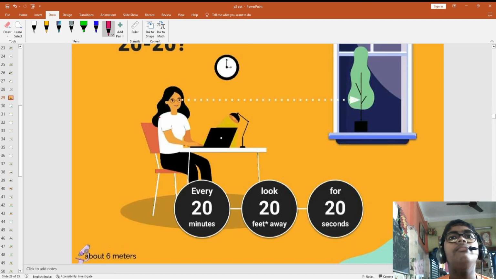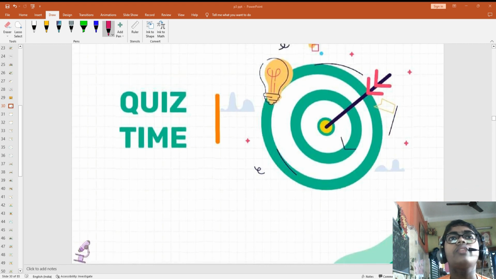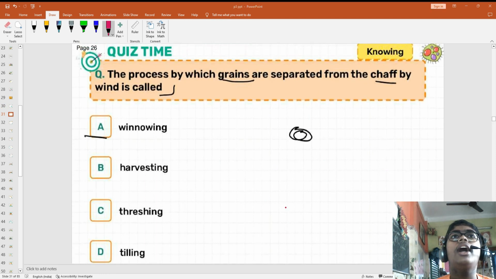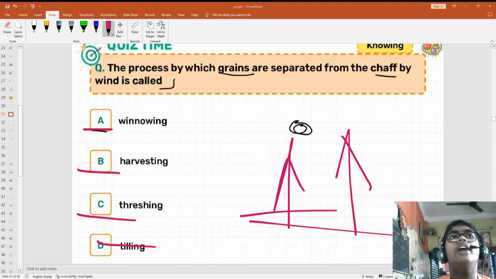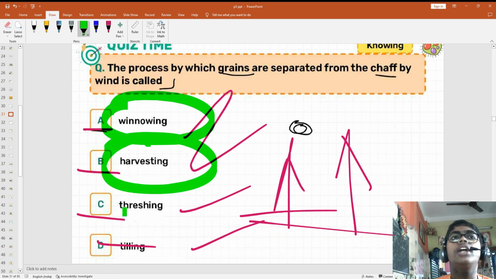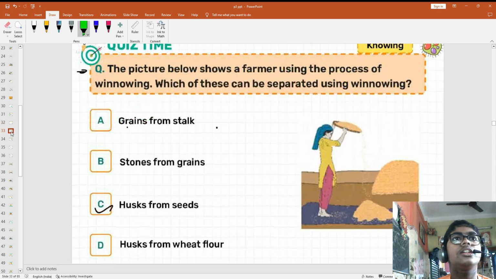Now it's time we do the quiz, right? What is the process of separating the chaff by the wind? Winnowing, harvesting, threshing, or tilling? Tell me. The answer is winnowing.